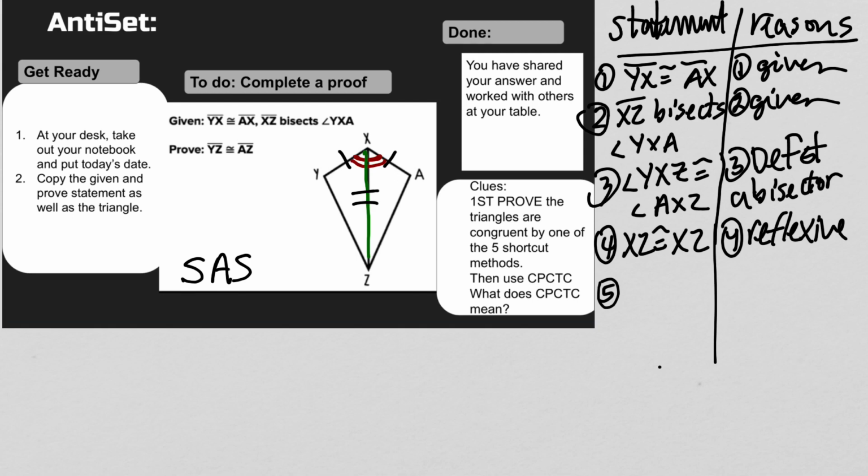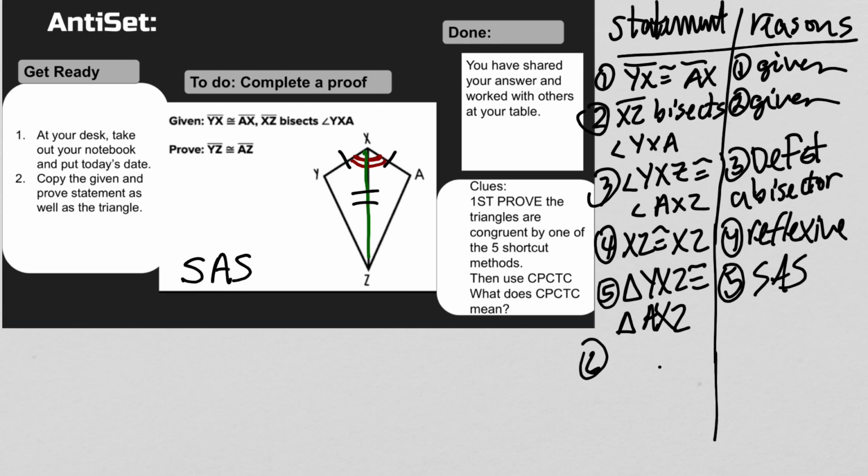So now I need to name the two triangles. And that is by side angle side. Now that I know the two triangles are congruent, now I could say that all the other stuff in the triangle is congruent. Specifically, the ones that they're asking us to find are YZ and AZ. And the reason is CPCTC, because all the corresponding parts of congruent triangles are congruent.